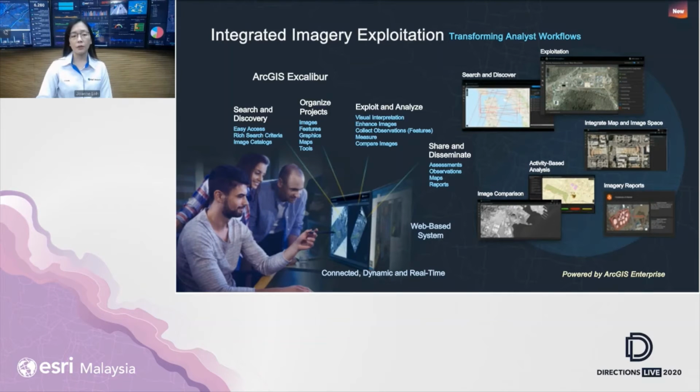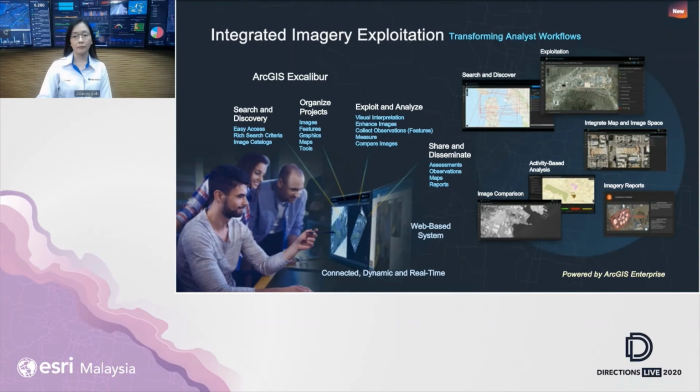Exploit the imagery means photo interpretation, like drawing features on the image and then storing these features into the geodatabase, and doing analytics on them. This supports both the GIS view of the imagery as well as the image space. So it supports two types of communities with this powerful exploitation tool. I would like to pass it to Ame to show you further on this ArcGIS Excalibur.